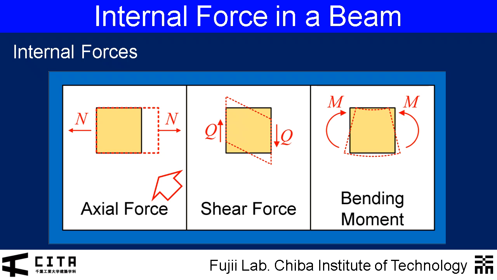First, the axial force is a type of internal force that causes a member to stretch or compress. Next, the shear force is a type of internal force that causes sliding deformation in the member. Finally, the bending moment is a type of internal force that causes the member to bend. In the following sections, we will discuss how to define the sign conventions for each type of internal force.